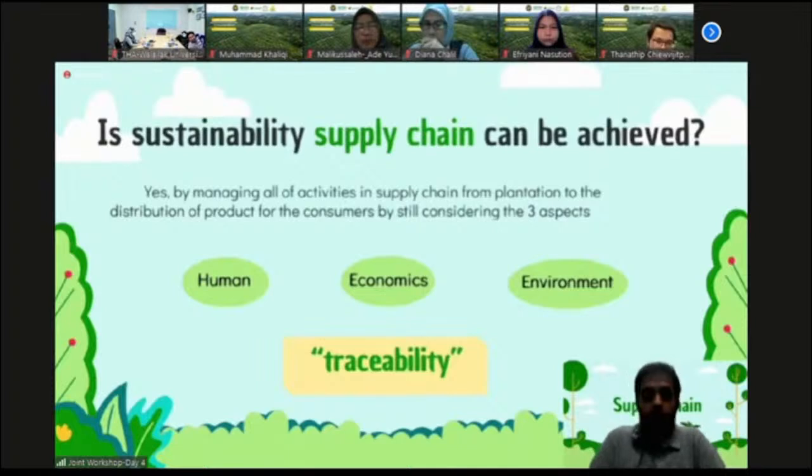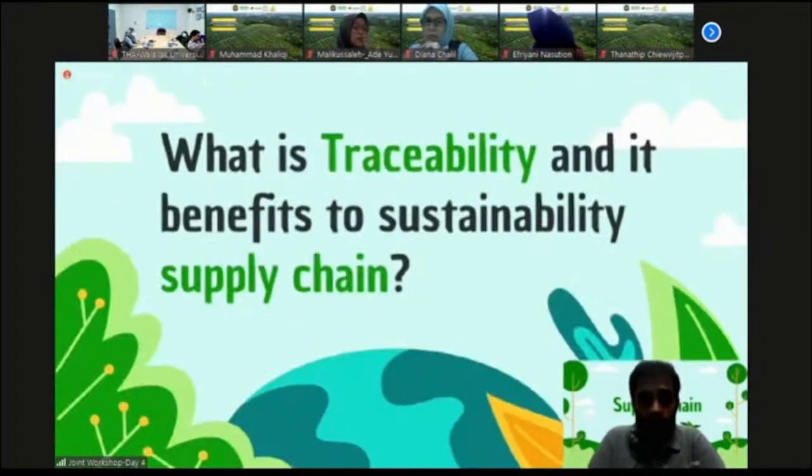Yes, of course. By managing all of the activities in the supply chain from the plantation to the distribution of products for the consumer, while still considering the three aspects: human, economic, and environment. One of the ways is called traceability. Now, what is traceability? Traceability and its benefits to sustainability in the supply chain.